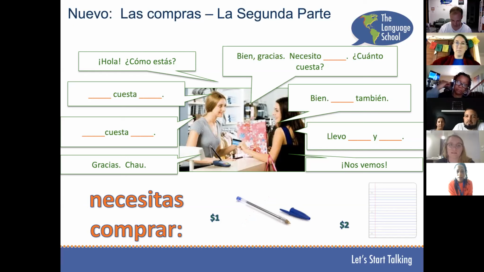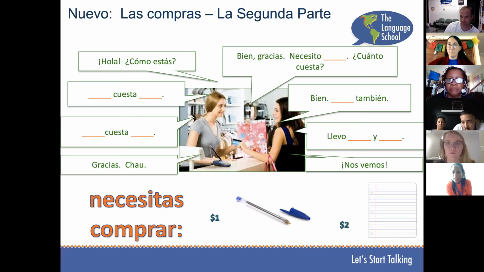Hola, ¿cómo estás? Bien, gracias. Necesito el bolígrafo. ¿Cuánto cuesta? Perfect, that was it. Un bolígrafo cuesta $1. Bien.